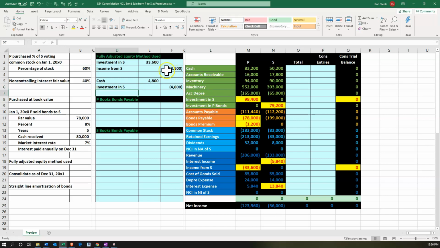Obviously, the investment account is this and this, adding up to the 28.8. Does not tie out to what is in here because we only looked at the current year and not the prior year. However, if we looked at the income from S, that is tying out. That's what we have down here in the income from S.